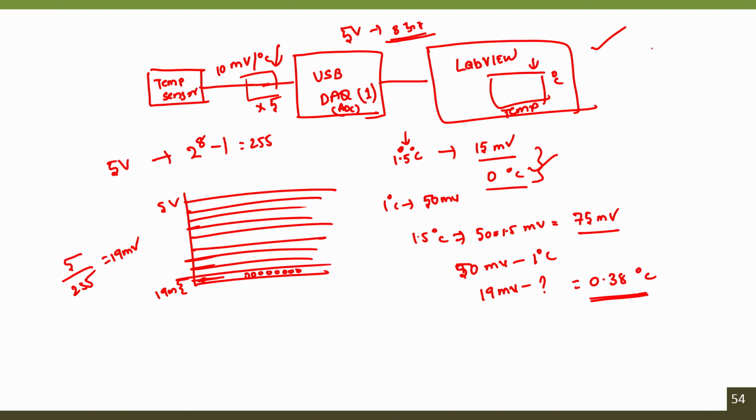Theoretically we can show this, but practically such small temperature variations are difficult to produce, so I will show you, considering the same room temperature with a gain of 1, how the temperature is displayed in LabVIEW. The configuration and the interfacing will be discussed in tomorrow's session.